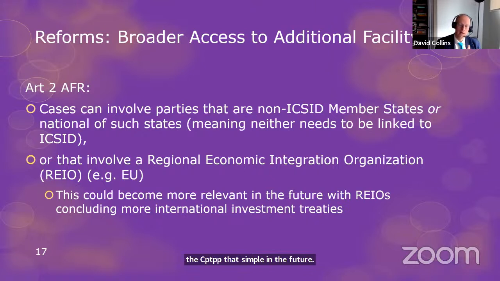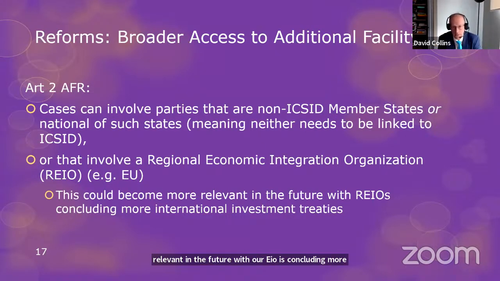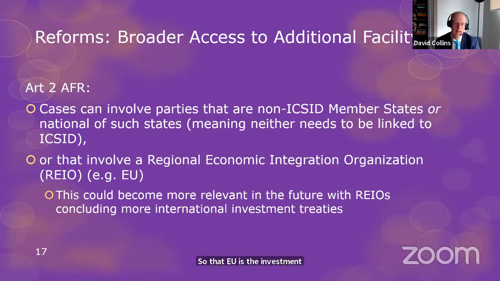This is interesting when you think of all the EU discussion about the Energy Charter Treaty and countries pulling out, member states pulling out, the EU staying on as a signatory. This could become very relevant in the future with REIOs concluding more international investment treaties. As you probably know, the EU now has exclusive competence to conclude investment treaties. So the EU signs the investment agreements with other countries like Japan and Canada. And now the EU could potentially be a respondent state, as it were, under these arrangements.